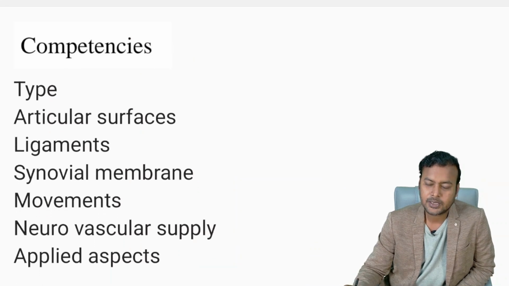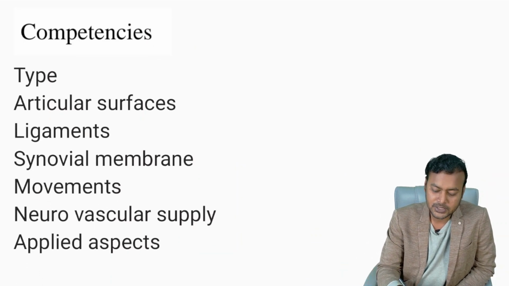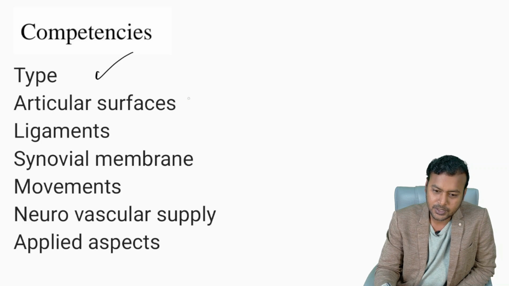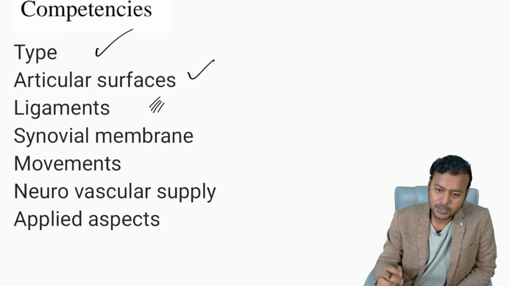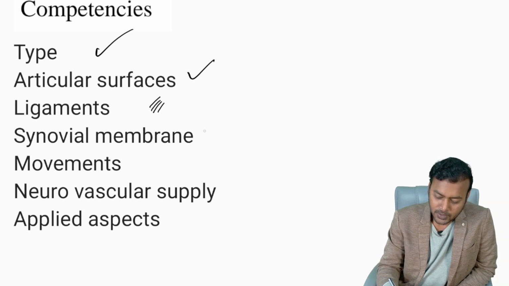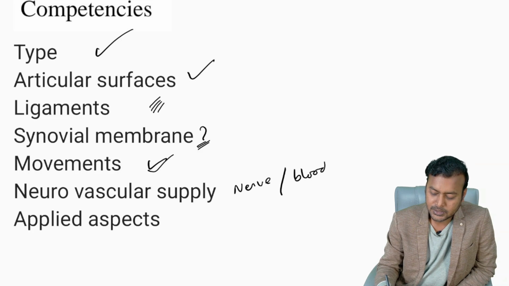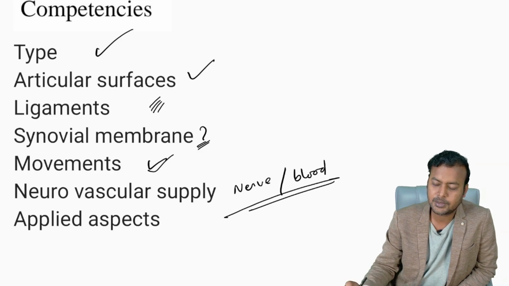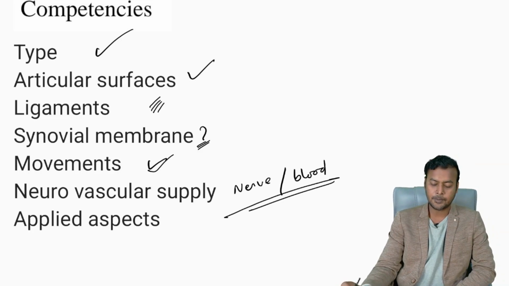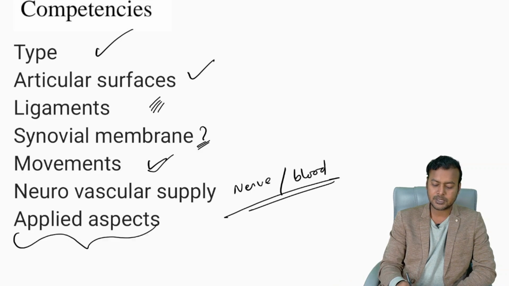So students, at the end of this lecture, you should be able to describe the type of the shoulder joint, what the different articular surfaces are, the ligaments that act on it to stabilize the joint, what the synovial membrane is and what its attachments are, the movements that are possible at the shoulder joint, and the nerve and blood supply, that is the neurovascular structures that supply the shoulder joint. And finally, we'll wind up our lecture with some applied anatomy.